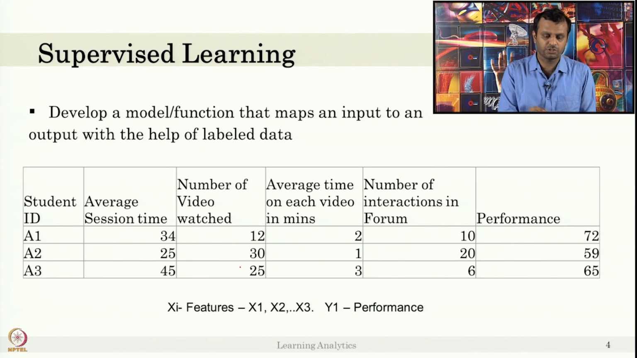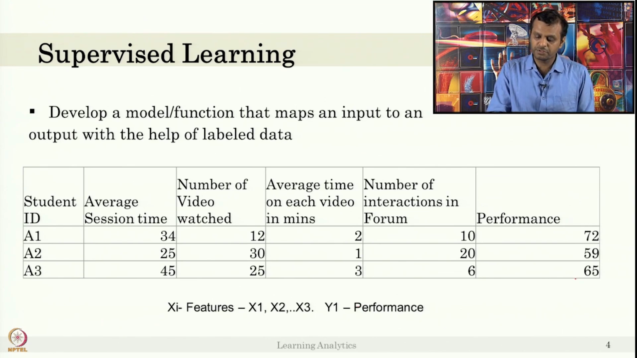That's the number you want, second feature. The other input we can have is average time on each video in minutes. Like you watched 12 videos, but what is the average time spent on each video? Say 2 minutes. So some videos you might have watched more than 2 minutes, some videos you might have watched less than 2 minutes, but that's the average you can compute. Also, we can talk about the number of interactions in the forum, like 10, 20 or 6. So I assume that there are 4 features I can collect from the MOOC data. I have log data. I computed these 4 features using Excel or written some script to capture them from the raw data.